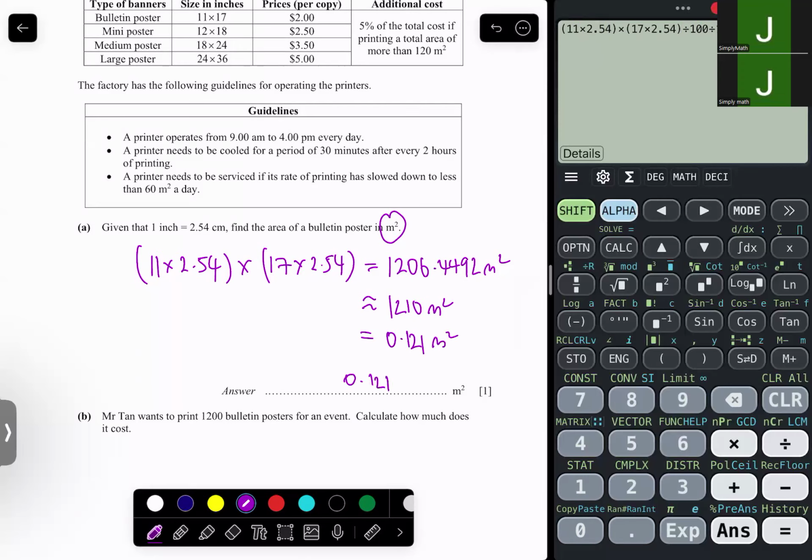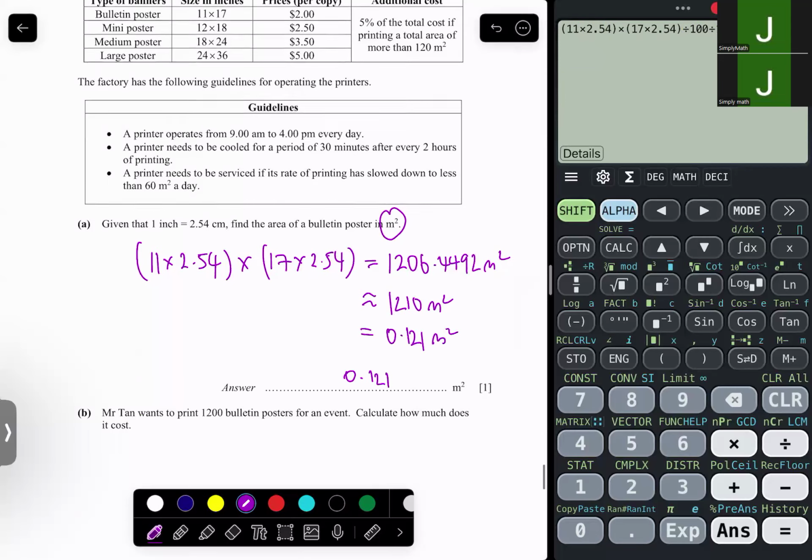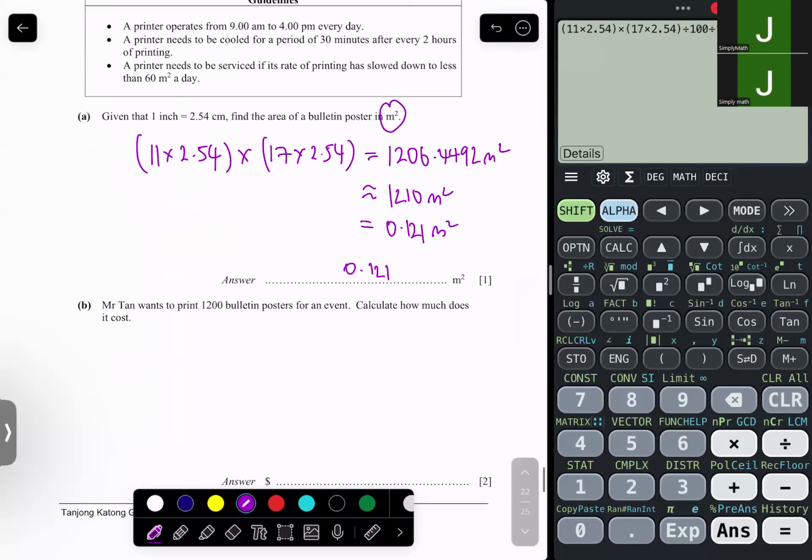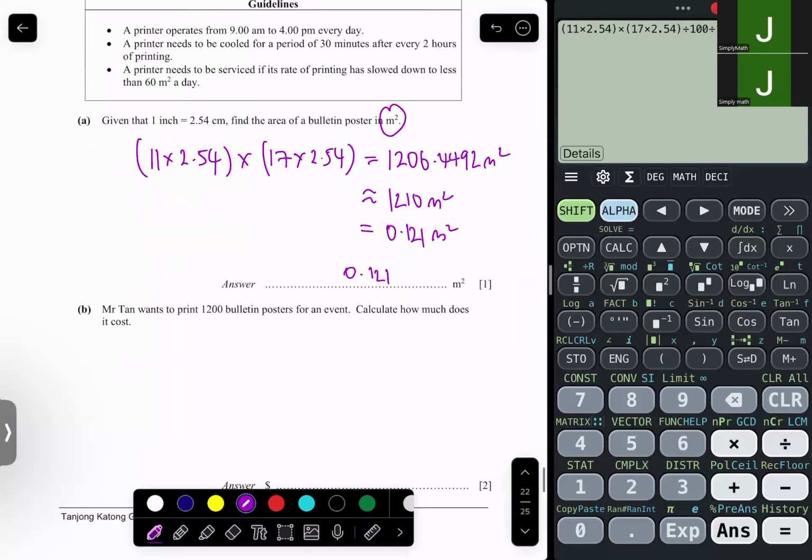Okay, Mr. Tan wants to print 1,200 of this. Calculate how much does it cost. Okay, so 0.121 multiplied by 1,200. So that is roughly 144.773 meters squared. Okay, so there will be an additional 5% of the total cost.